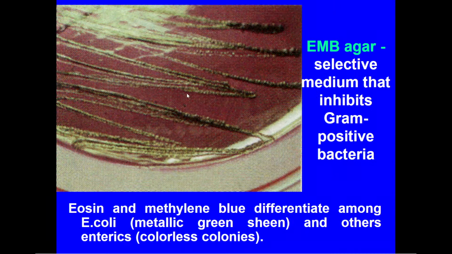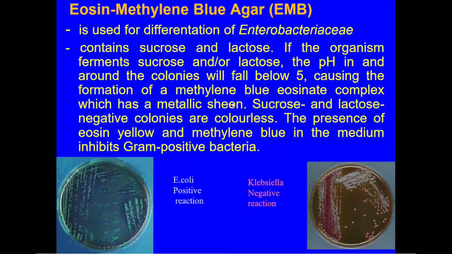So this is EMB agar, because it has eosine and methylene blue, eosine and methylene blue agar. And this is a selective medium that inhibits gram-positive bacteria and lets gram-negative grow. So E. coli will produce the green metallic sheen, and other gram-negative bacteria produce colorless colonies.